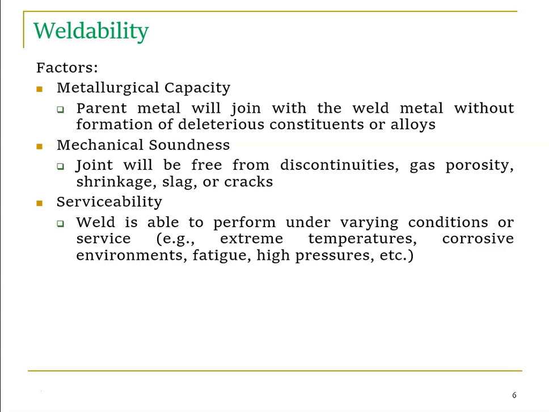Metallurgical capacity: metallurgical means the material, at the microstructure level. So the parent metal will join with the weld metal without formation of deleterious constitutional alloys. The parent metal is the metal that we are going to join. So this is what metallurgical capacity is.